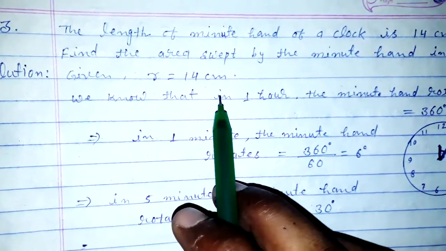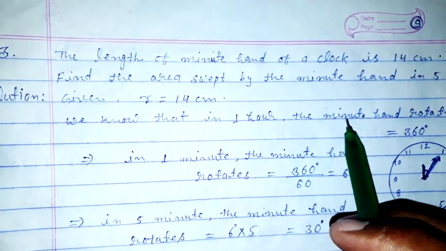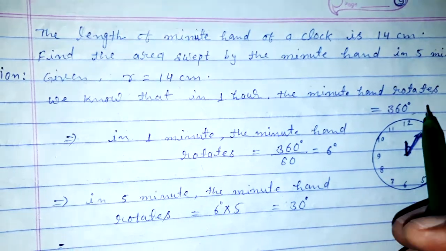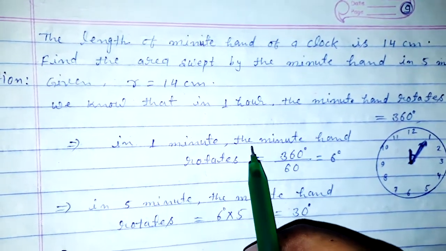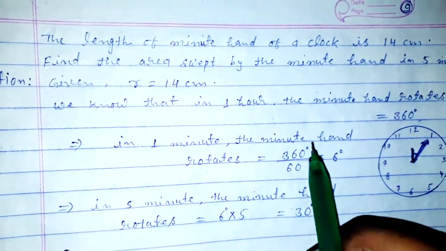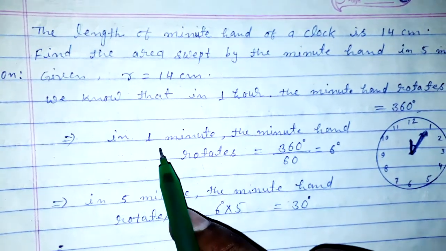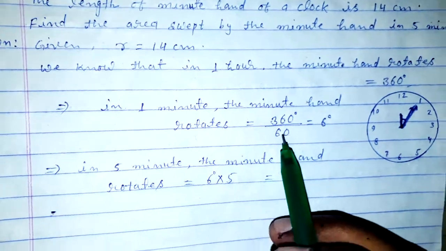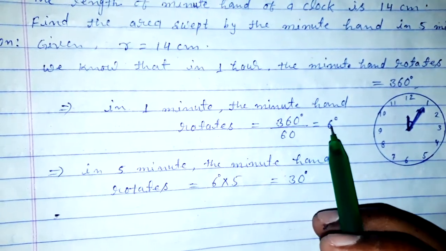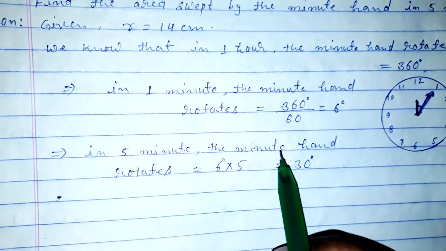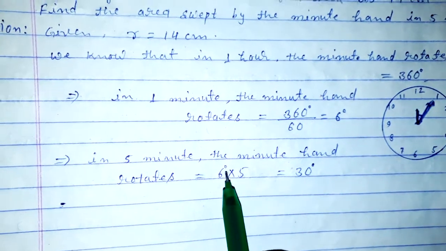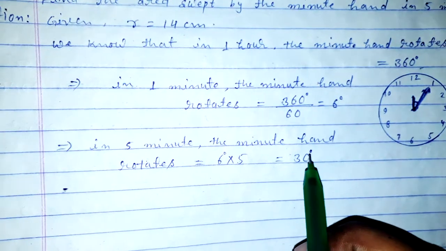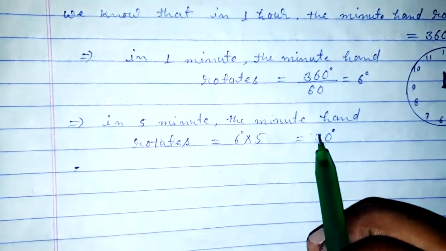We know that in 1 hour the minute hand rotates 360 degree. In 1 minute the minute hand rotates 360 upon 60, because 1 hour is equal to 60 minutes. So divide by 60, this is 6 degree. In 5 minutes the minute hand rotates 6 into 5, so 30 degree. So here theta is 30 degree.